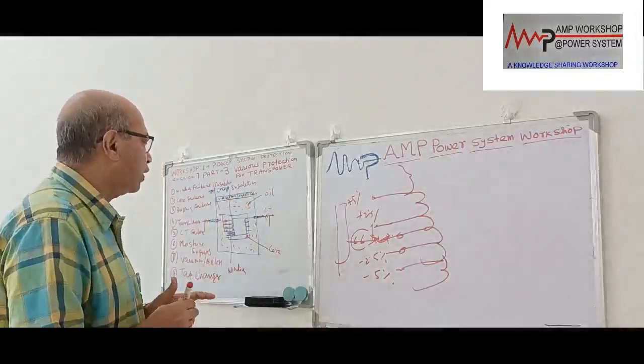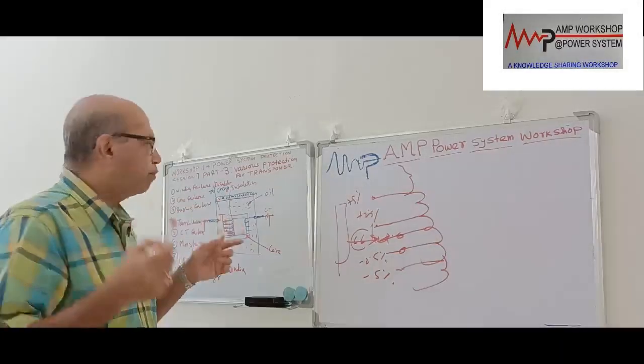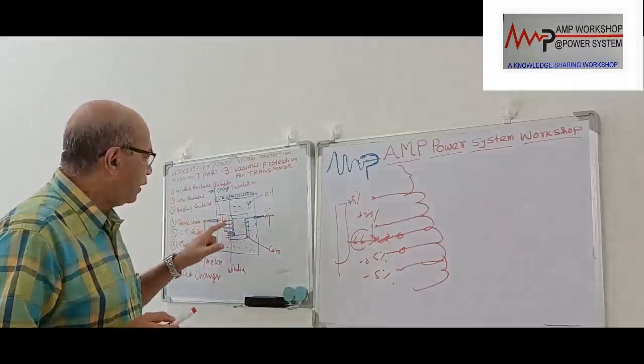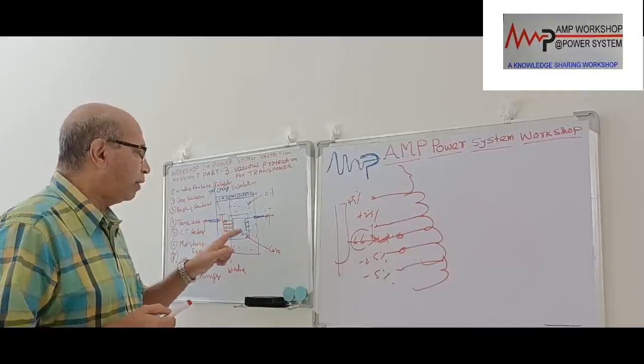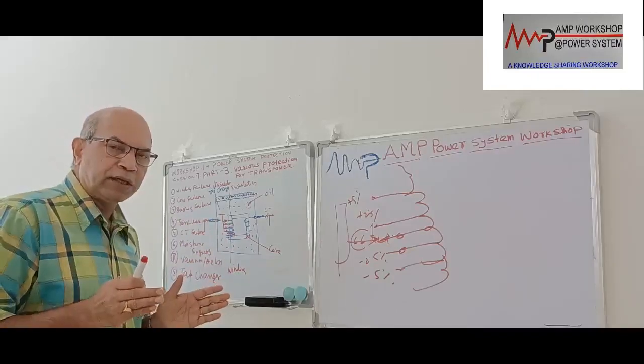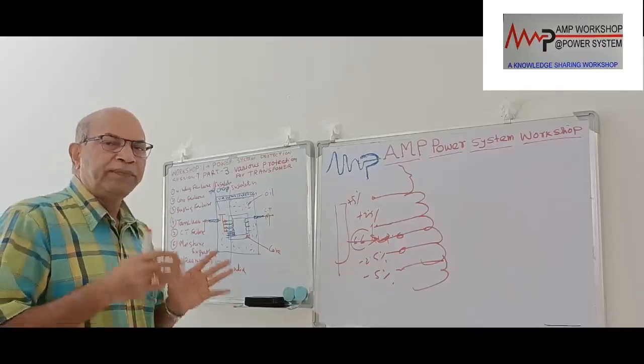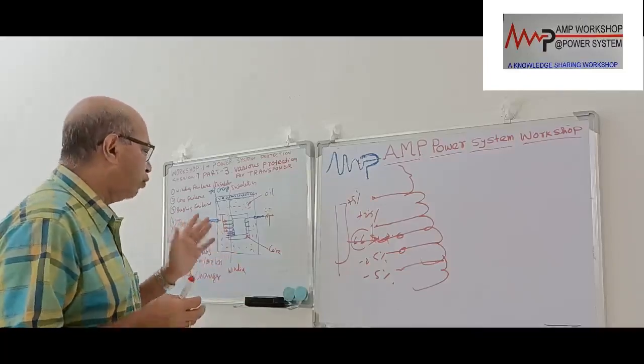So when we see the construction of the transformer, from the failure point of view, the major portion we can say is the winding. This is one of the places where failure can take place. Along with the winding there is insulation: between the windings there is insulation, and between the core and winding there is insulation. This insulation can also fail. That is one point.